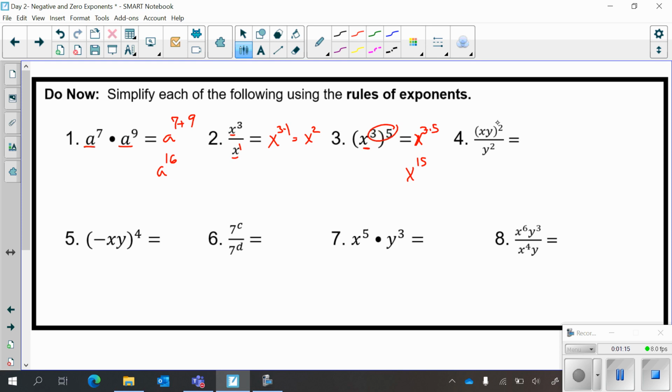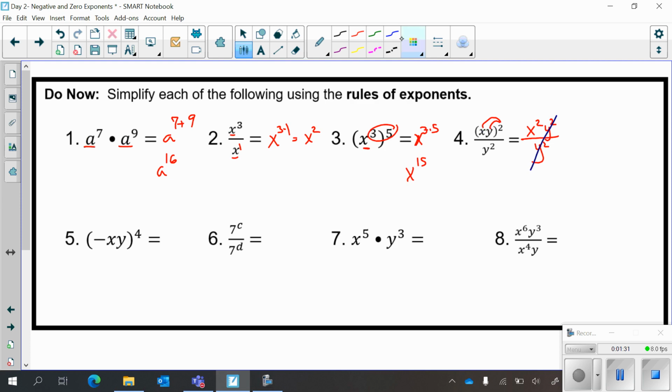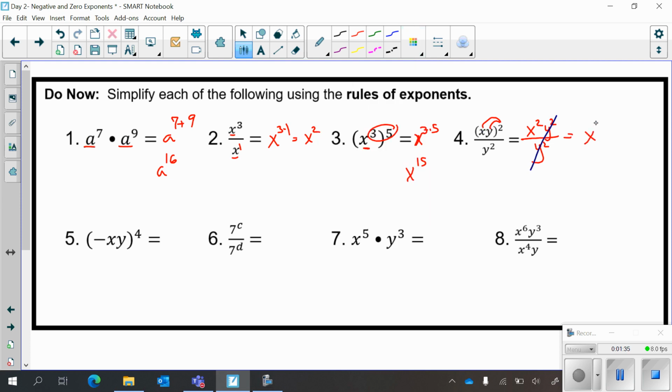For number 4, you would have to distribute the exponent up top. That would be x squared over y squared. Now we know that if something is in the numerator and the denominator, you can cross them out because they reduce to 1. And you're just left with the x squared.